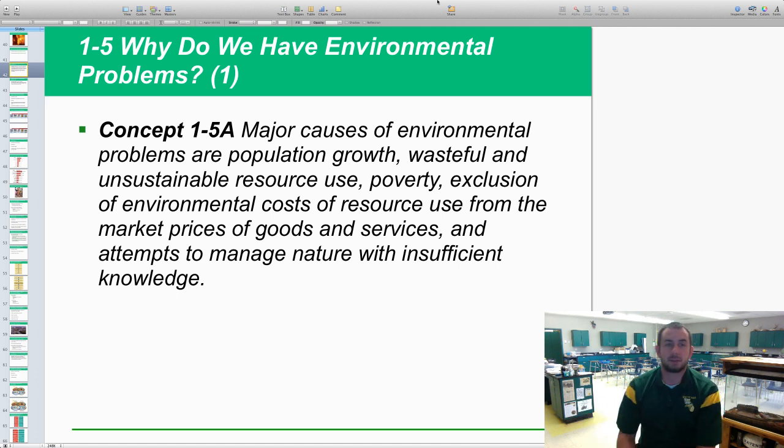Hey scholars, welcome back to our last two sections of chapter 1, where we're looking at why do we have environmental problems and what are the four core sustainable principles of the entire book and of environmental science. So why do we have environmental problems? Let's take a look at that today.